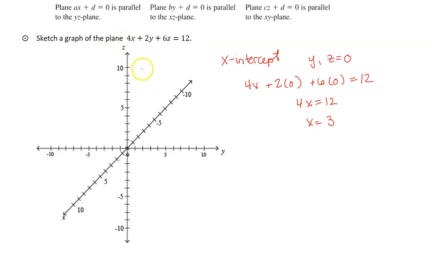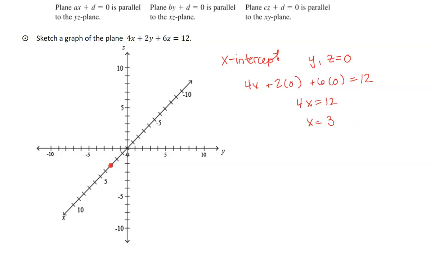So take a look at this if you've never seen a 3D graph before. The positive x-axis on this particular orientation is in this direction. So just look for the letter x and you'll see the positive direction. So I'm going to go out to x equals 3, 1, 2, 3, and put that point there.